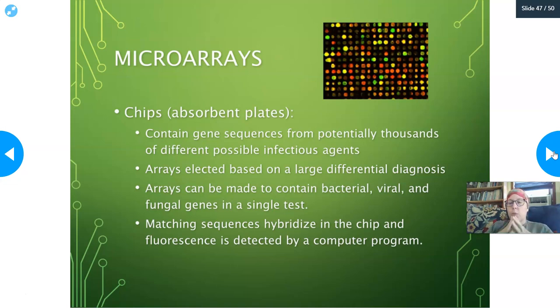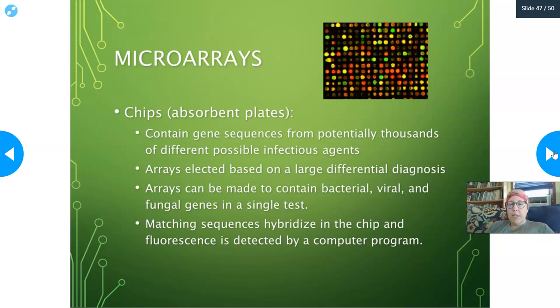So again, like I was saying with the respiratory panel, it's like, what are all the possible organisms that can cause a respiratory infection? What are all the bacteria? What are all the viruses? What are all the fungi, et cetera? And let's test all of those, okay? So you get to test for all of them, right? And so microarrays can be made to contain bacterial, viral, and fungal genes in a single test. So you don't have to run thousands of tests. You get to run one test and detect a whole bunch of them.